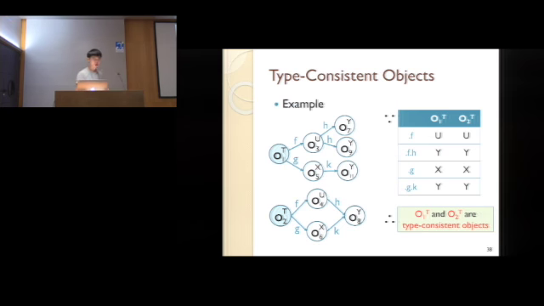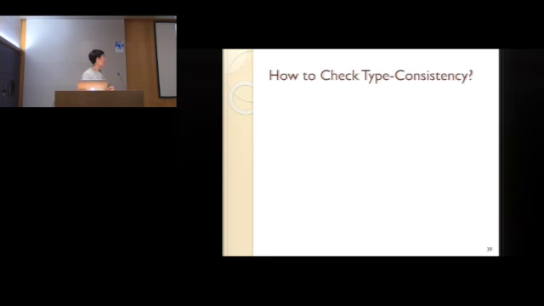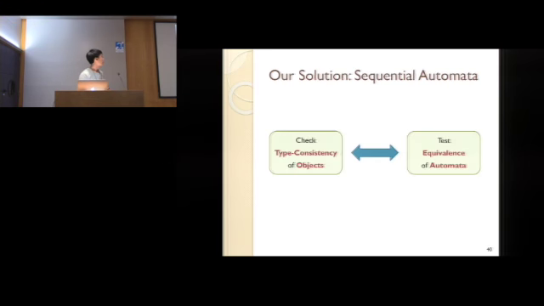be merged by MAHONG. Then the next question is how to check type consistency. The naive brute-force checking doesn't work, and our solution is to leverage sequential automata. We discovered that the problem of checking type consistency of objects is totally equivalent to the problem of testing the equivalence of automata. So to check type consistency of objects, our idea is to transfer it to this automata problem.